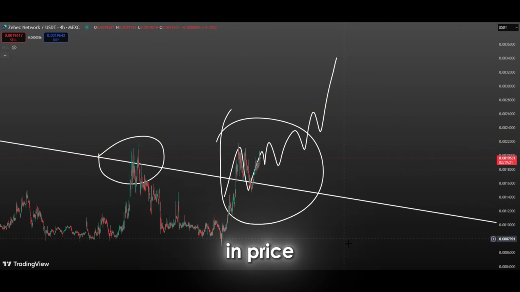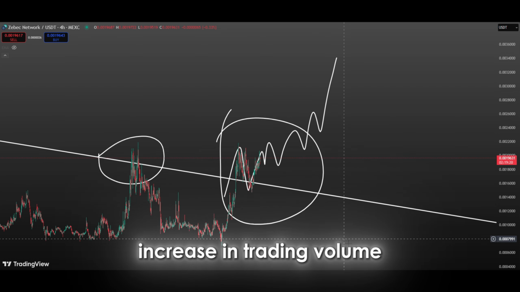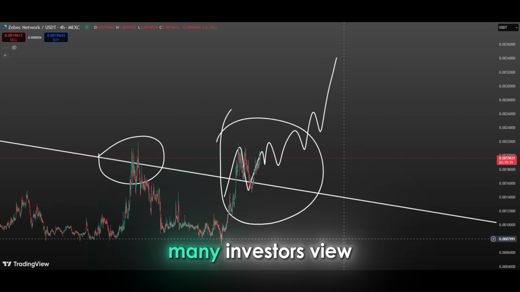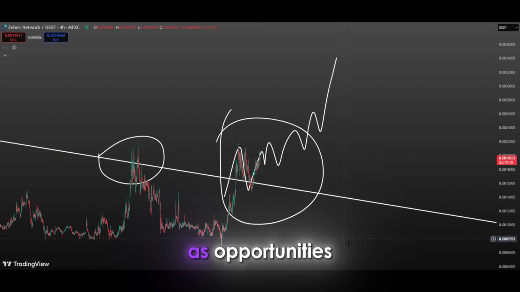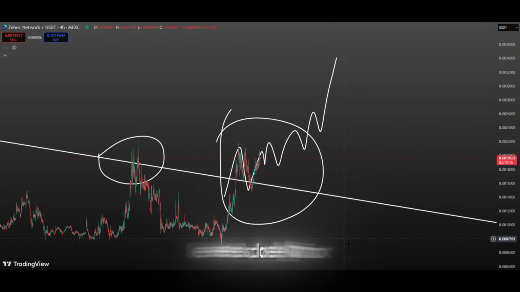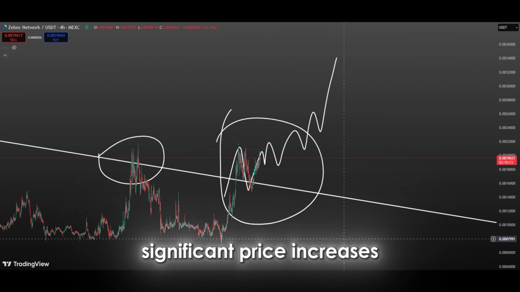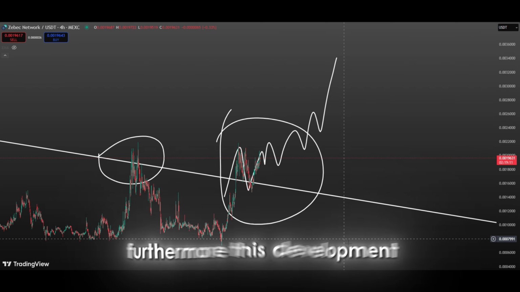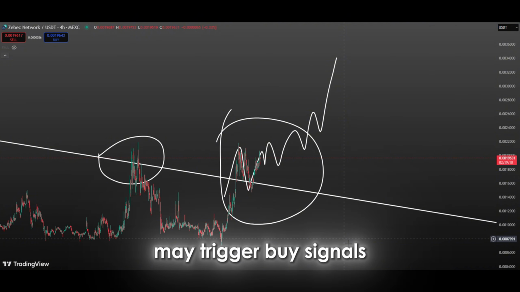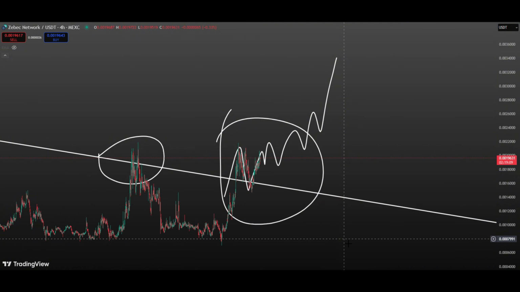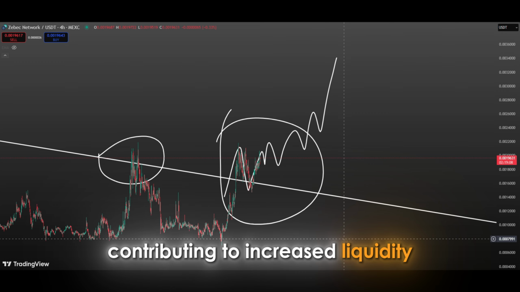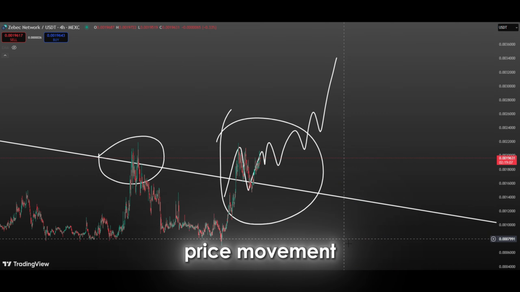With the rise in price, there may also have been an increase in trading volume. Many investors view these large trend breakouts as opportunities and monitor these levels closely for entry points. In technical analysis, buying waves that follow these breakouts often result in significant price increases. Furthermore, this development may trigger buy signals in algorithmic trading systems, contributing to increased liquidity and facilitating upward price movement.